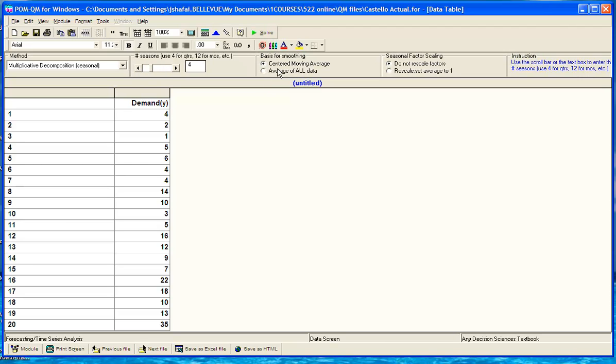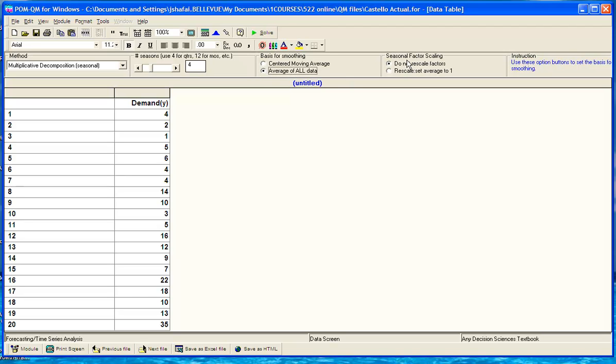Under basis for smoothing, the method that I showed you in my hand calculations is average of all data. It is not centered moving average, which is the default. Instead, it is average of all data. So I need to check on average of all data.